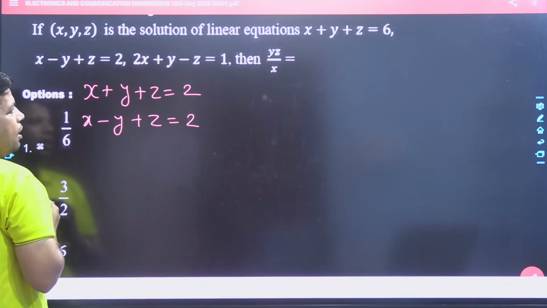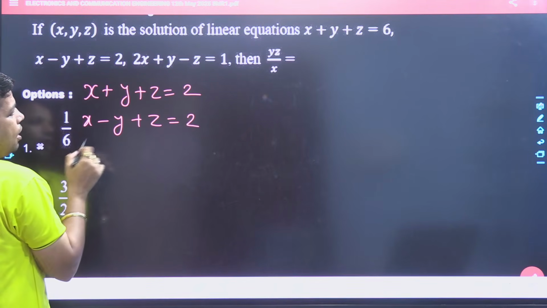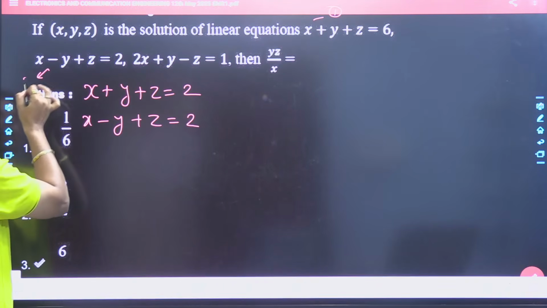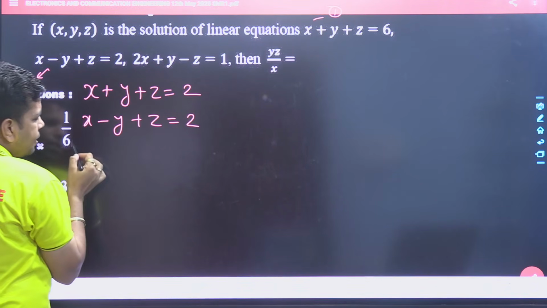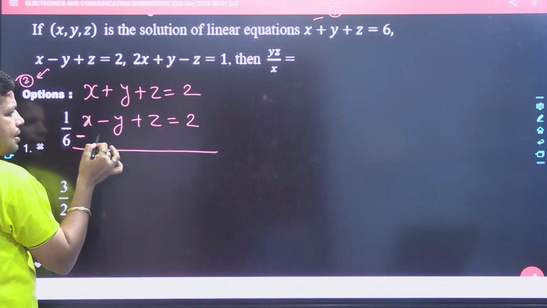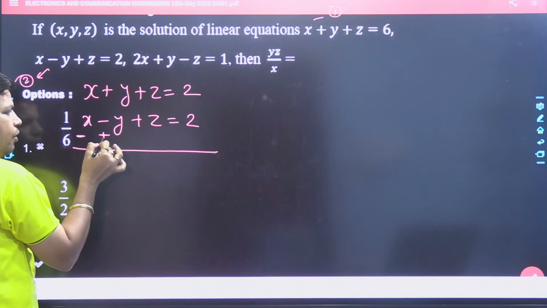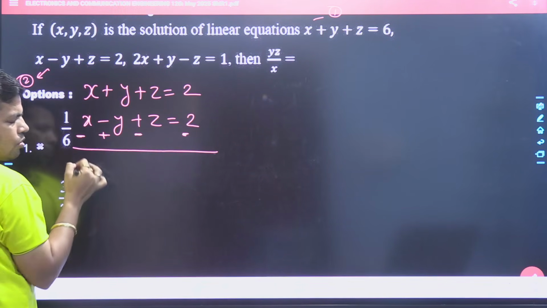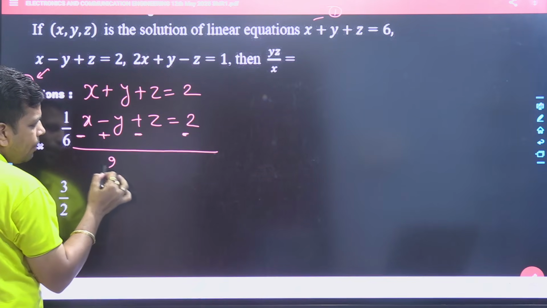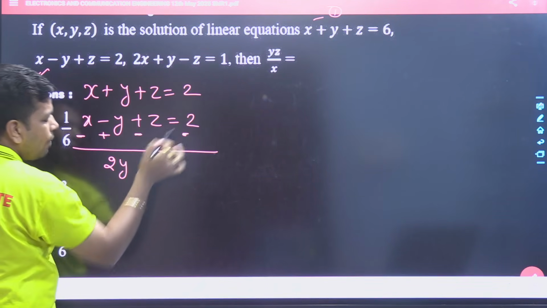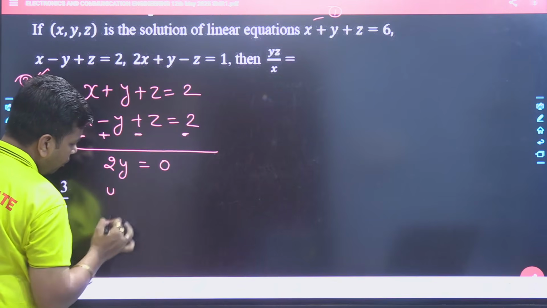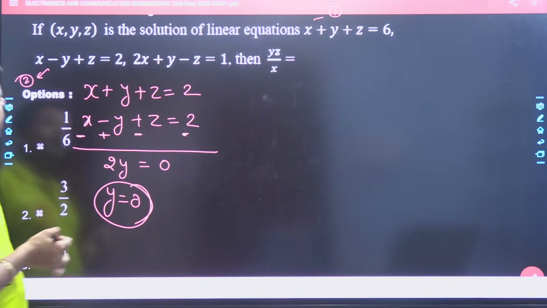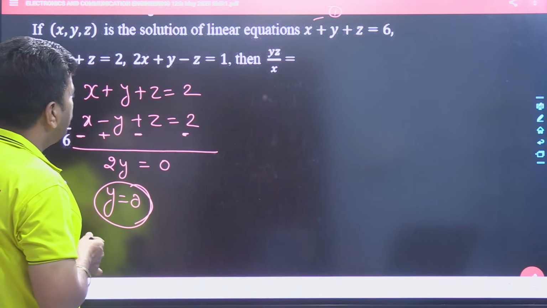Now see here. Suppose that is equation number 1, and this is equation number 2. If I subtract the second equation from the first, negative, negative, negative becomes positive. So x cancels out, y plus y becomes 2y, z and z cancel out, 2 minus 2 becomes 0. So the value of y is what? It's 0.